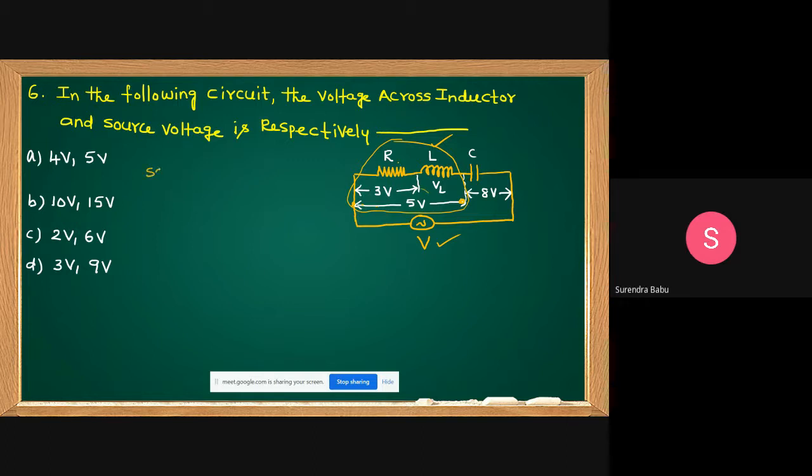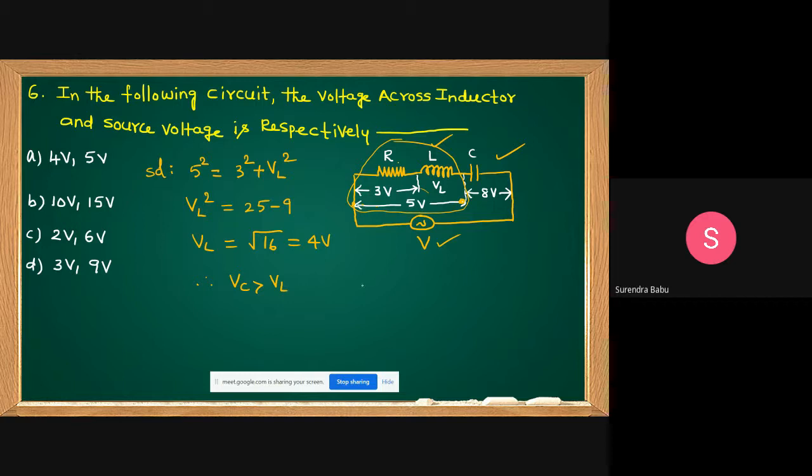5 volts. Here I am giving the solution. This is 5 square equals, how can you write, students? 3 square plus VL square. Correct. Then VL square equals 25 minus 9. Then what is VL? Square root of 16, which is equal to 4 volts. I got VL. But VC is how much? 8 volts. Which is greater? VC greater than VL. Is it correct?